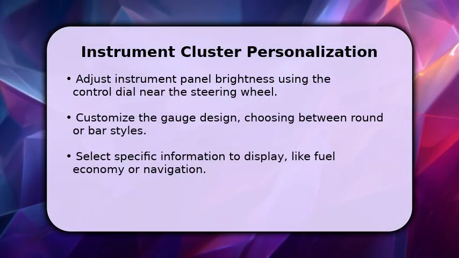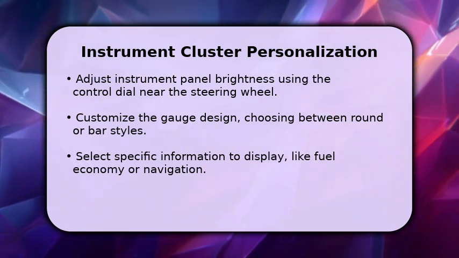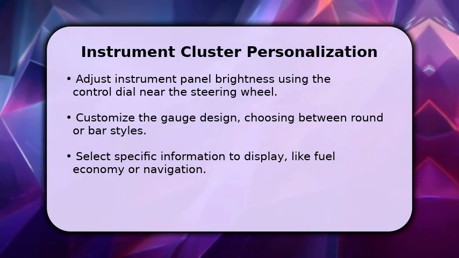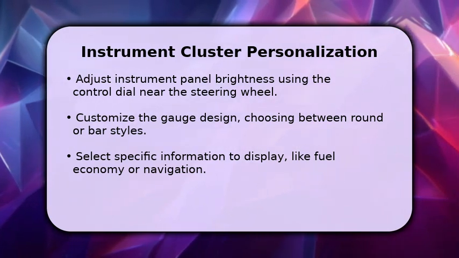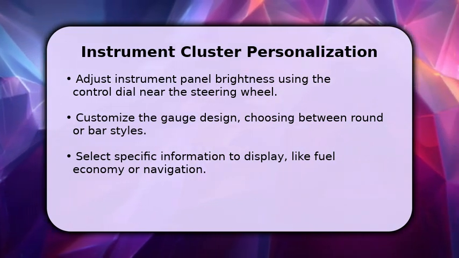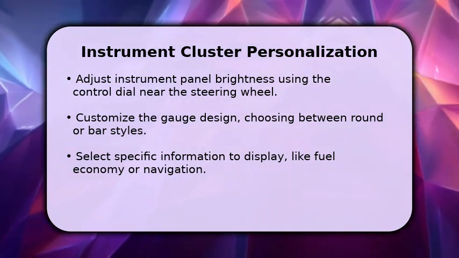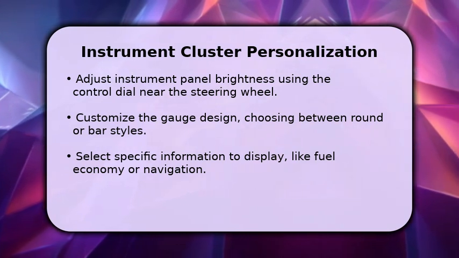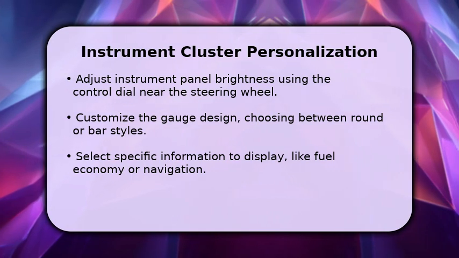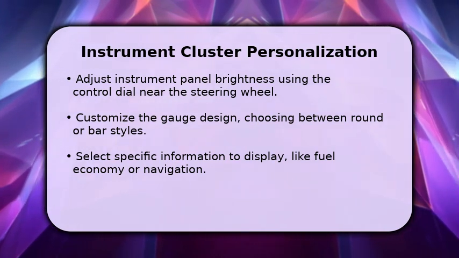Finally, let's customize your instrument cluster, the display behind your steering wheel. Use the brightness control dial, typically located to the left of the steering wheel, to adjust its illumination. You can also personalize the gauge design, choosing between classic round or modern bar styles. Select which information, such as fuel economy or turn-by-turn directions, is most important for your driving experience.